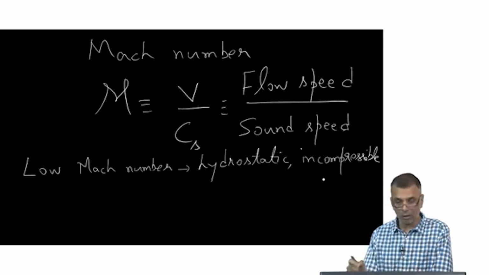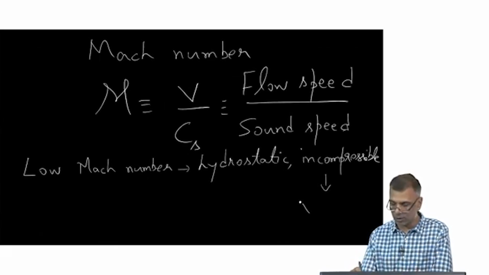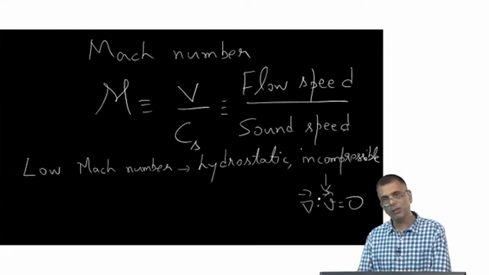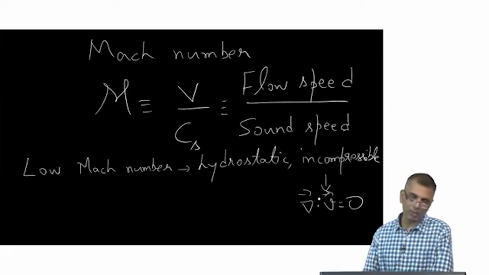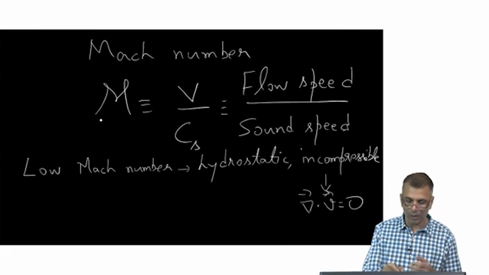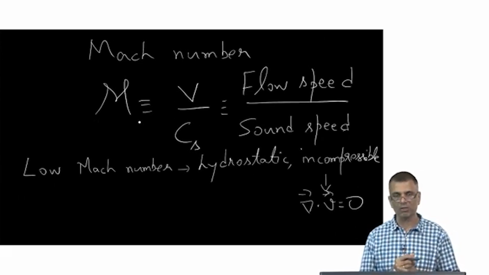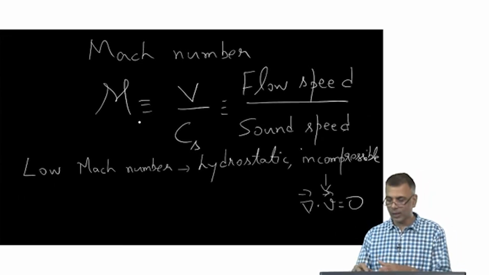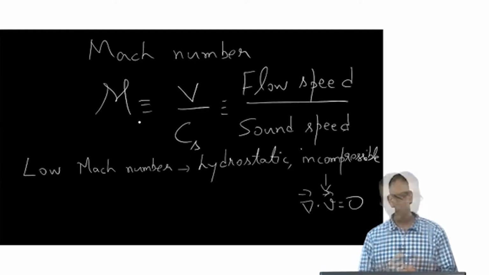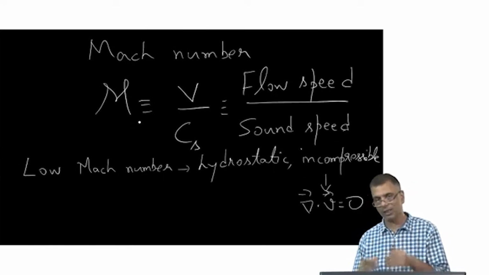Okay, and if you recall, incompressibility essentially means the divergence of V is equal to 0. Technically, this is the definition of incompressible flow. Perfectly incompressible flow. But the flow does not have to be perfectly incompressible. It can be incompressible to a good approximation. How good the approximation is depends on the magnitude of the Mach number. If the Mach number is, say, 0.1 or 0.05, then incompressibility is a very good approximation. So this is the practical utility of low Mach number flows: they can be considered hydrostatic and incompressible.